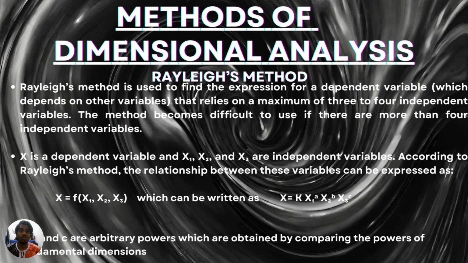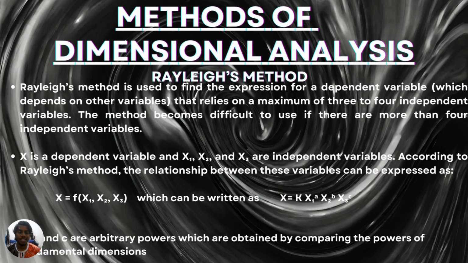So next, we move on to the methods of dimensional analysis. There are basically two methods for dimensional analysis. First one is Rayleigh's method. Rayleigh's method is used to find the expression for a dependent variable which depends on other variables, with a maximum of 3 to 4 independent variables. The method becomes difficult to use if there are more than 4 independent variables.